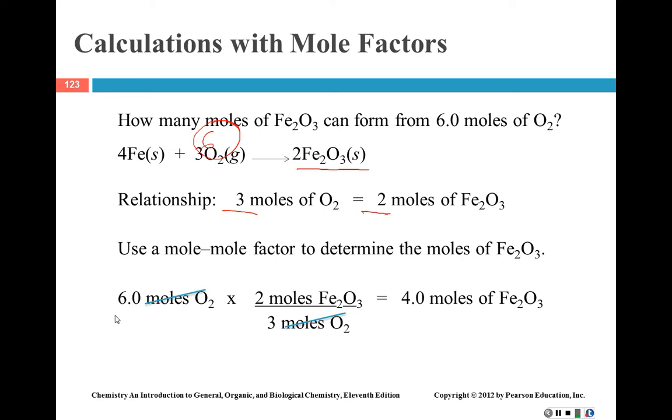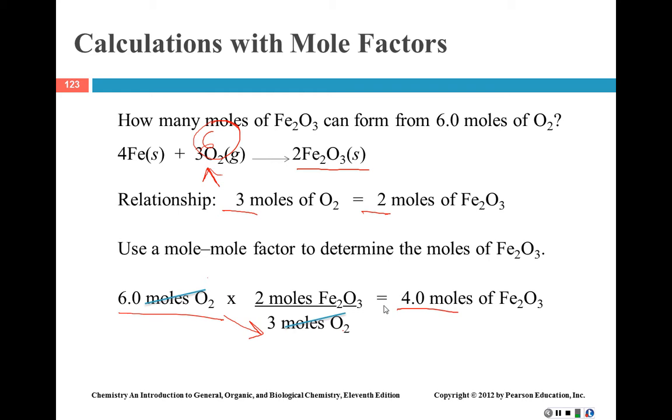So if I have 6 moles instead of 3 moles, then I can multiply it by this ratio, and remember, moles O2 on the bottom. Always, that's how we do this, right? When we're going to do a conversion. So 6 moles of oxygen, we use the ratio. For every 2 moles of Fe2O3, you're going to have 3 moles of oxygen. And so 6 times 2, because that's on the top, is 12, divided by 3 is 4.